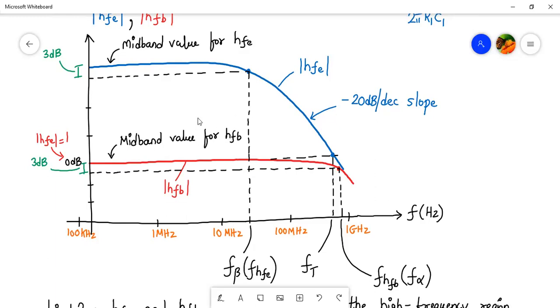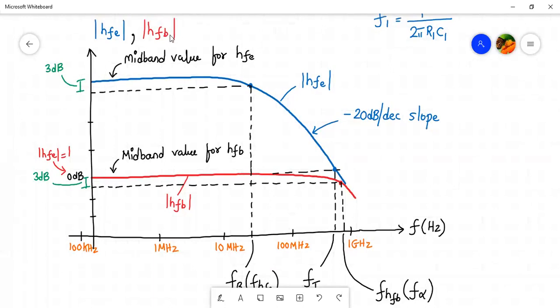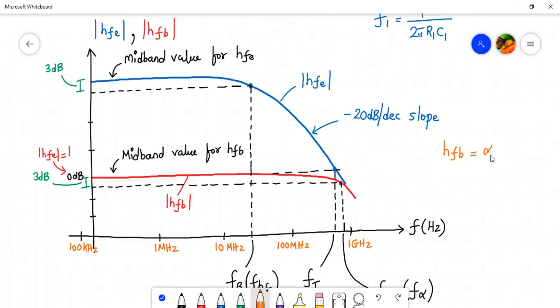The same plot will have HFB also. Now what is HFB? HFB is nothing but represented in the form of alpha. Alpha is the common base current gain, right? Whereas HFE is nothing but beta, the common emitter current gain. This is the common base current gain and this is the common emitter current gain, right?